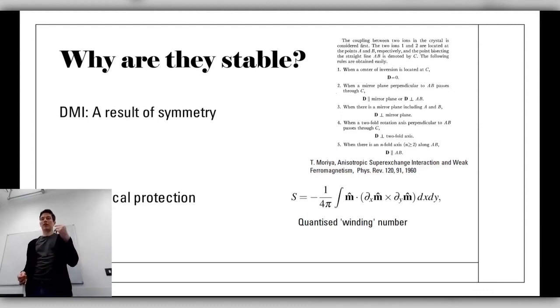Furthermore, you also have a degree of topological protection. In the equation shown, we have a quantized winding number. What this means is that you cannot smoothly deform between one state and another, a state of uniform magnetization and a state with a skyrmionic vortex in it. This lends it a degree of energetic stability.